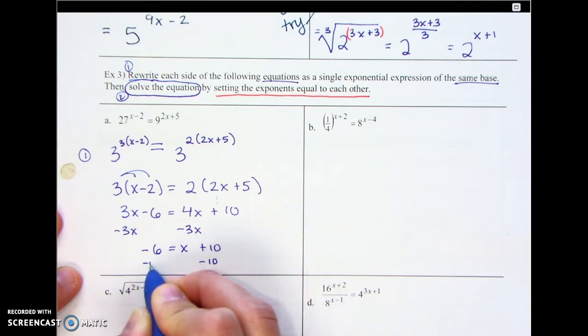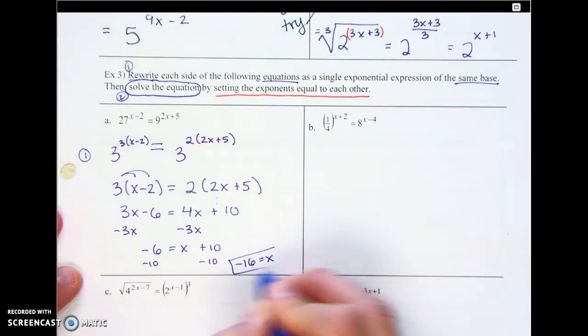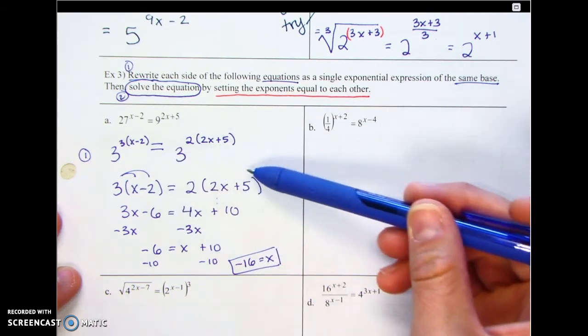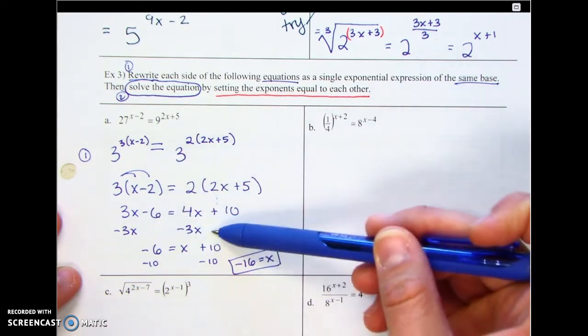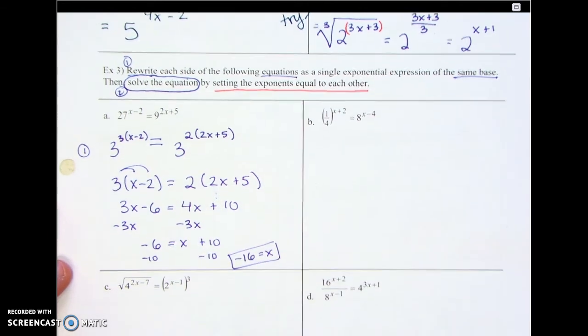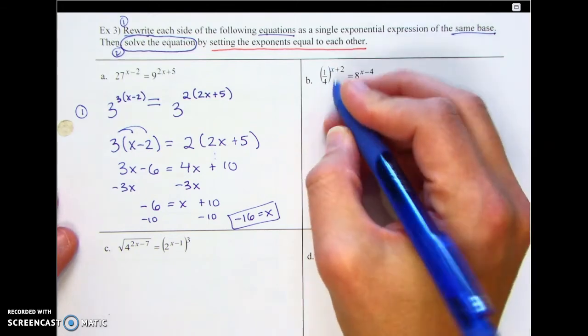Let me know if I've made a mistake, but I'm going to go quick and then go back and check. I subtracted the 3x, then I subtracted the 10. I think that's right. What do you say? You guys agree? Okay, what do we do when we're going on to B?